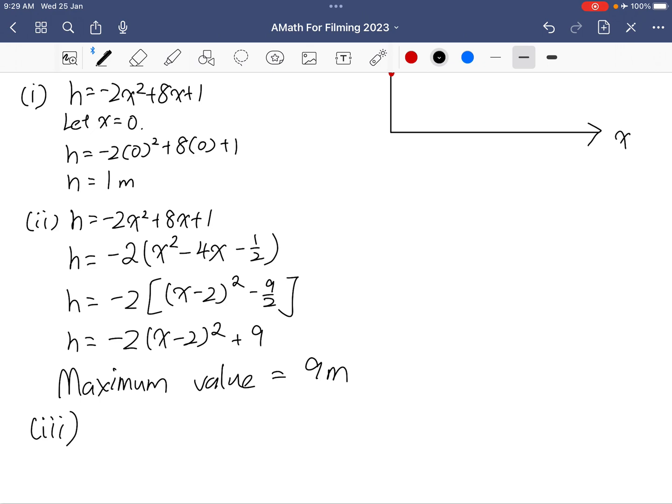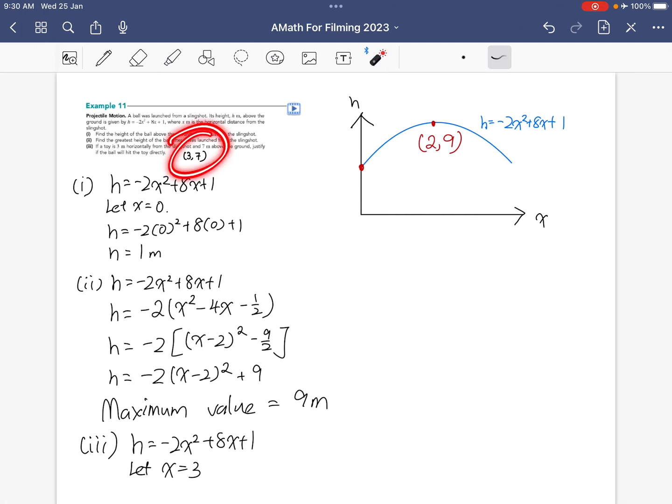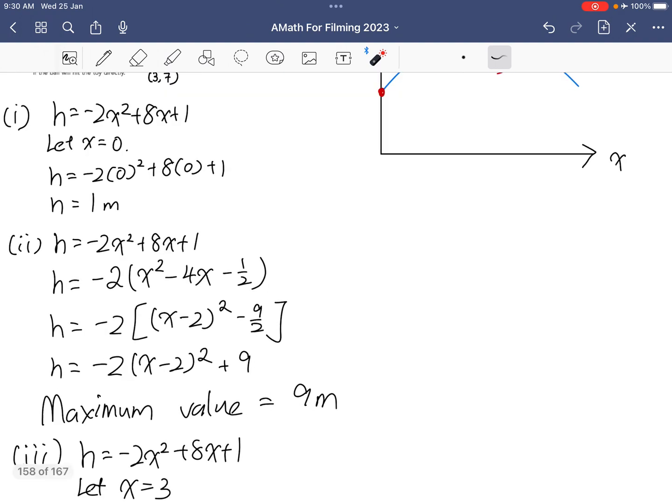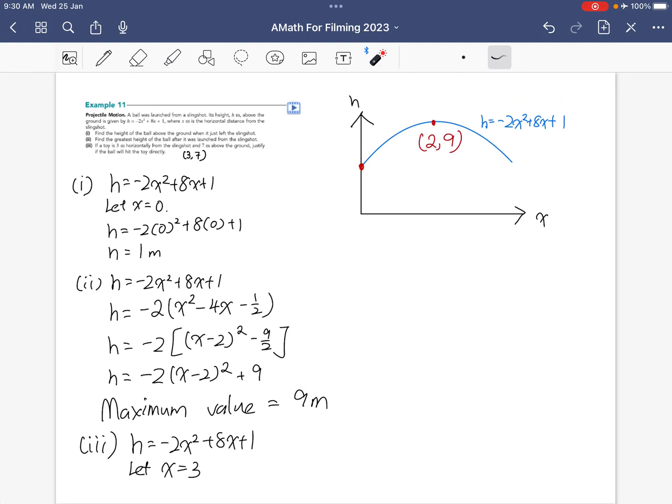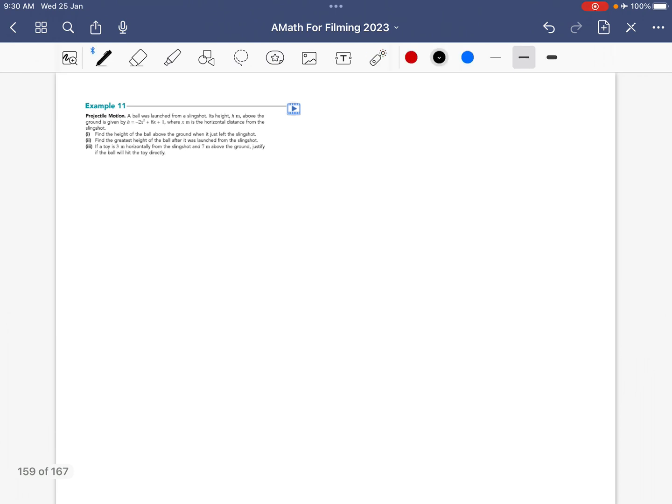So what we'll do is this, I will use my equation again, h equals negative 2x squared plus 8x plus 1. I will let my x value be 3 because I'm trying to find out if it passes through (3, 7). So when my x value equals 3, my h value equals negative 2 times 3 squared plus 8 times 3 plus 1. My h value is 7. So therefore, on this graph itself, I find that it passes through.